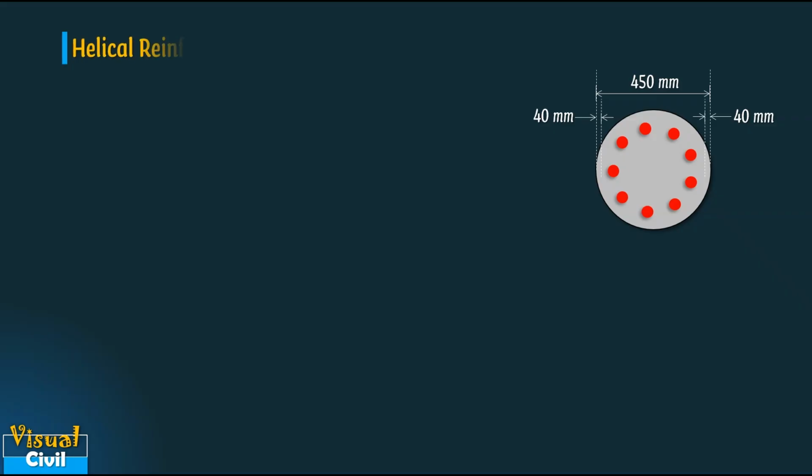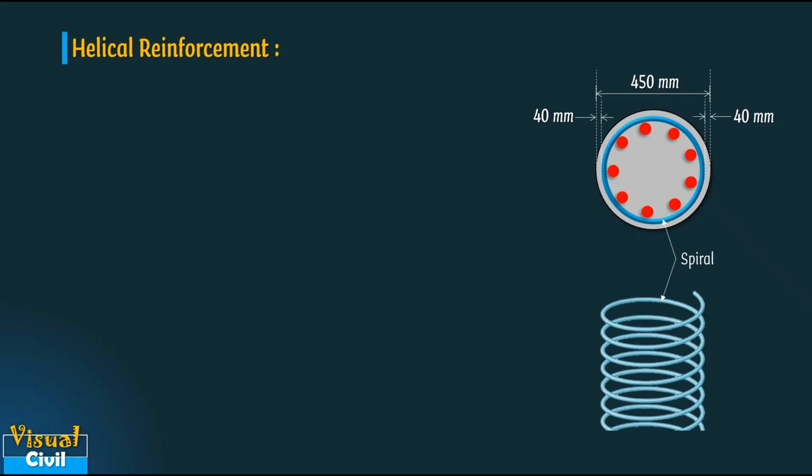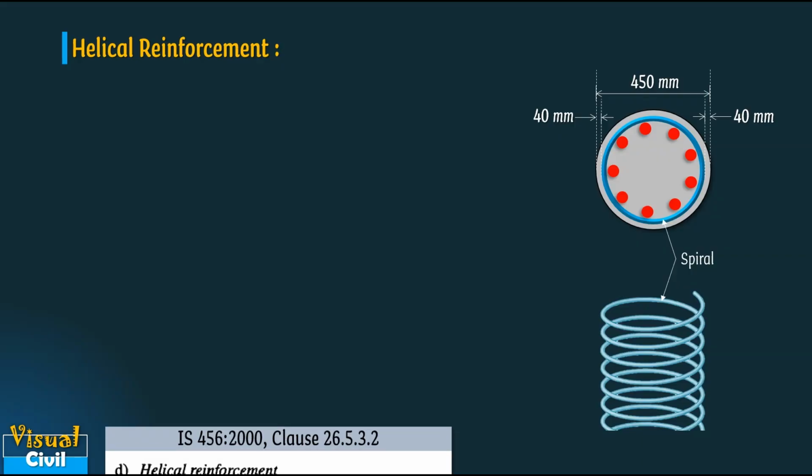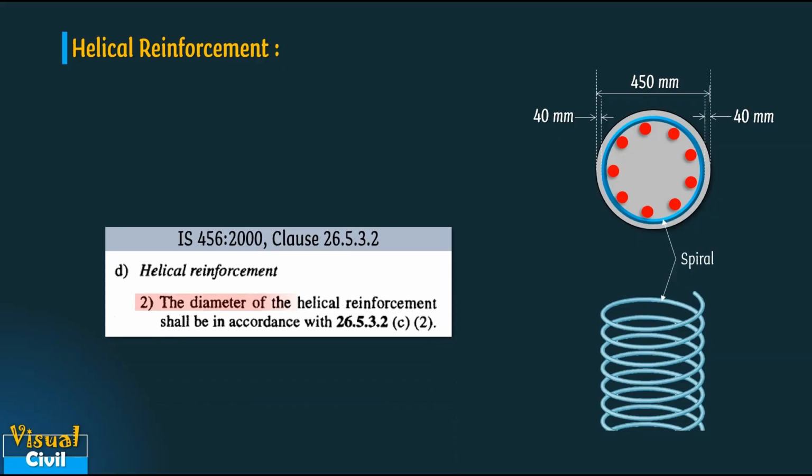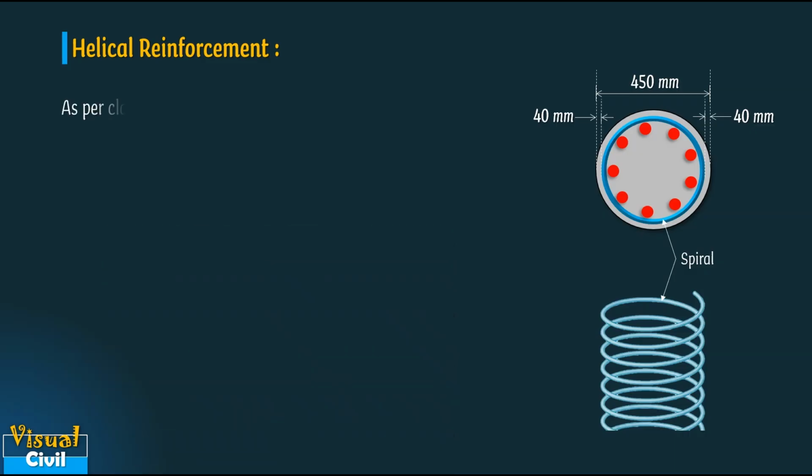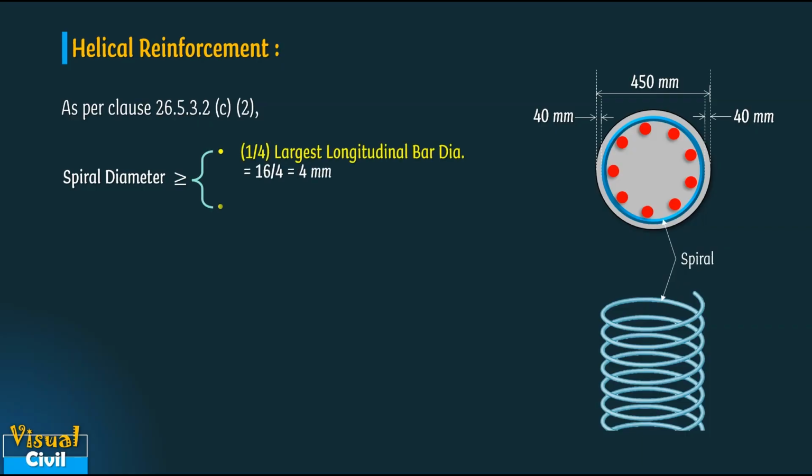Now, let us compute the transverse reinforcement in the form of helical reinforcement. According to clause 26.5.3.2d, the diameter of a helical reinforcement or spirals shall be in accordance with clause 26.5.3.2c. As per that, the diameter of the spiral shall not be less than 1/4 of the largest longitudinal bar and in no case less than 6 mm.